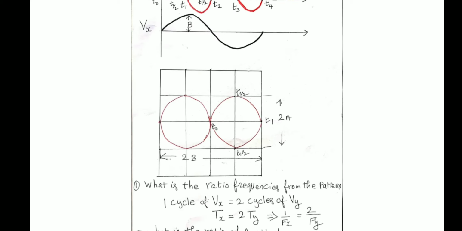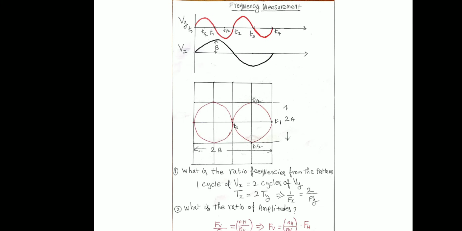Okay, so from this we understand that whenever the circle appears on the screen, that means Vx and Vy have the same frequency but a 90 degree phase angle. Okay, this is how we have to measure the phase angle difference between the waveforms.